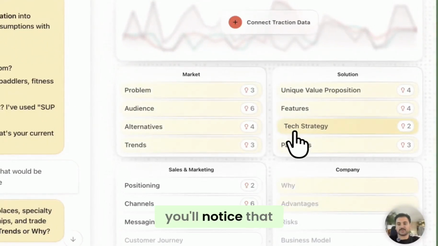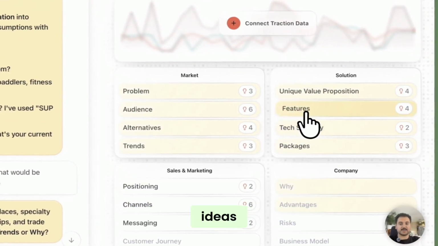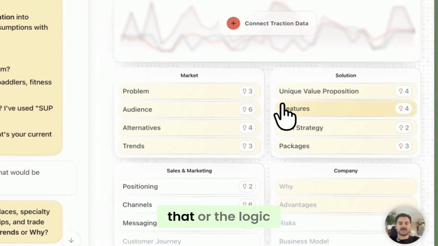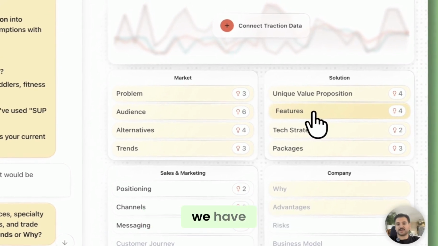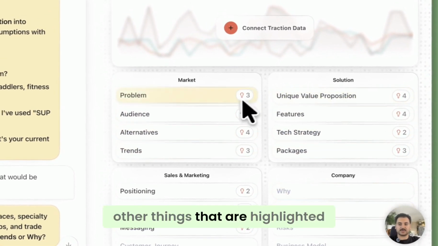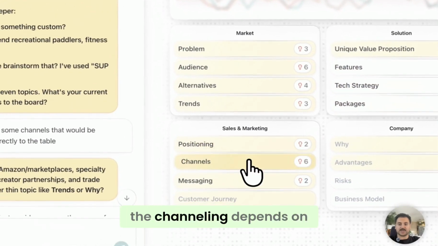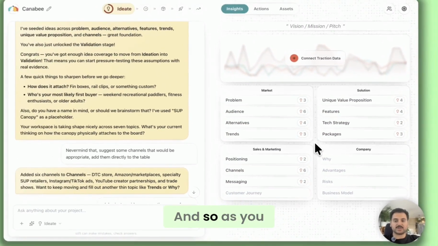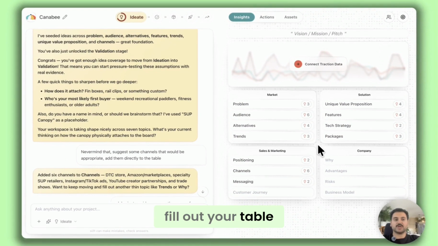As you go through, you'll notice that different topics highlight different ideas, and that's the dependency tree or the logic. So the features that we have, for example, depend on all these other things that are highlighted. So does the text strategy, the channeling depends on these things. And so as you work your way and fill out your table, you'll get more specific and more relevant suggestions or ideas filled out through them.